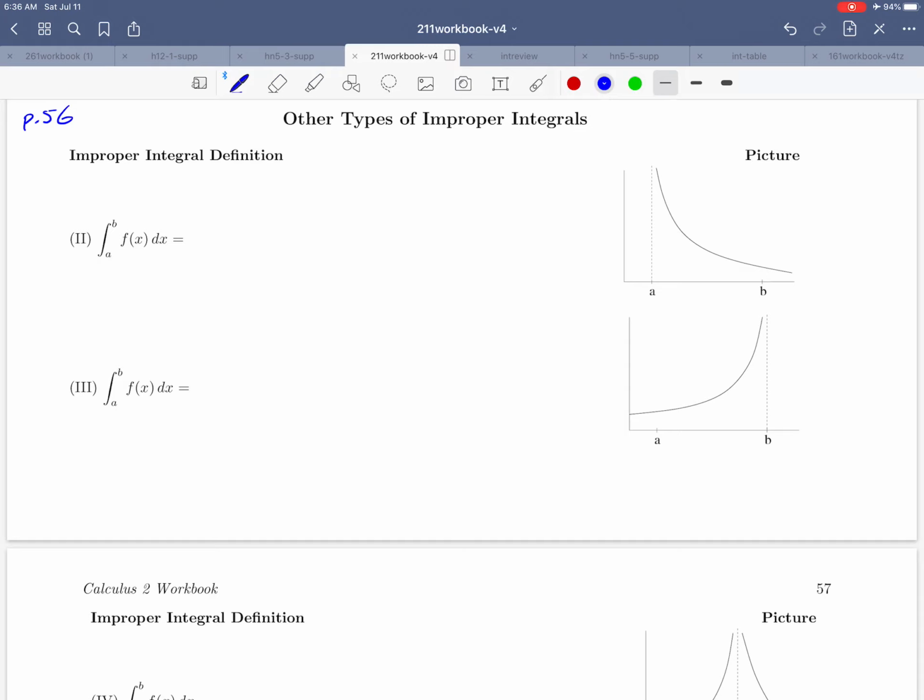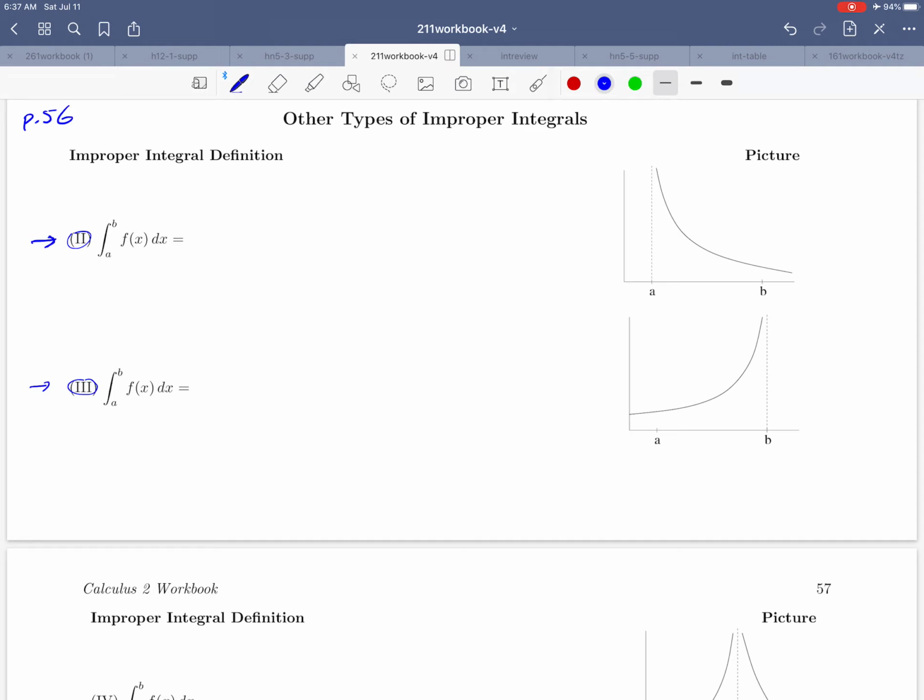Turns out, though, that there are other reasons that integrals can be improper, and we'd like to investigate just a couple of ways. Specifically, we're going to be looking at these two formulas, and the 2 and the 3, you might hear me use the word type 2 and type 3. Those are two different types of improper integrals. Okay, let's start with the one up here, number 2.